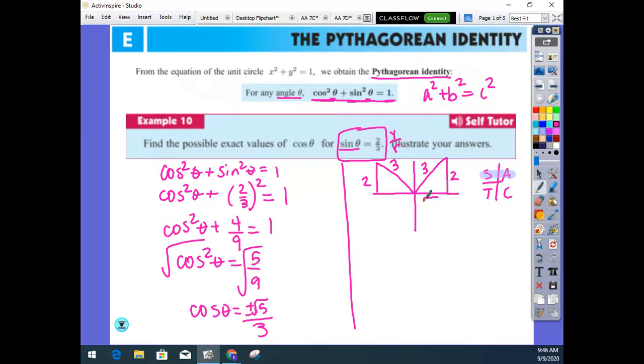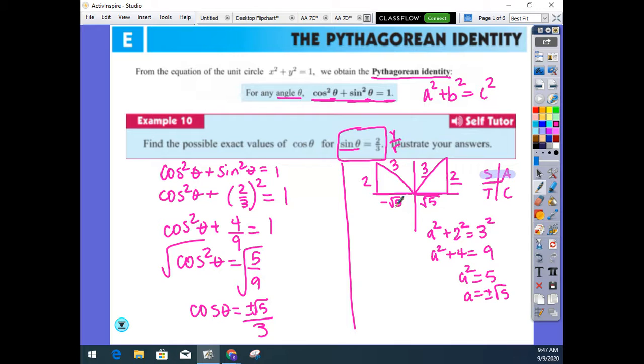Now, how do I find the third side of a right triangle? A squared plus b squared equals c squared. So a squared equals 5. So a equals plus or minus square root of 5. So this is the positive square root of 5 because I'm going to the right. This one is the negative square root of 5 because I'm going to the left.